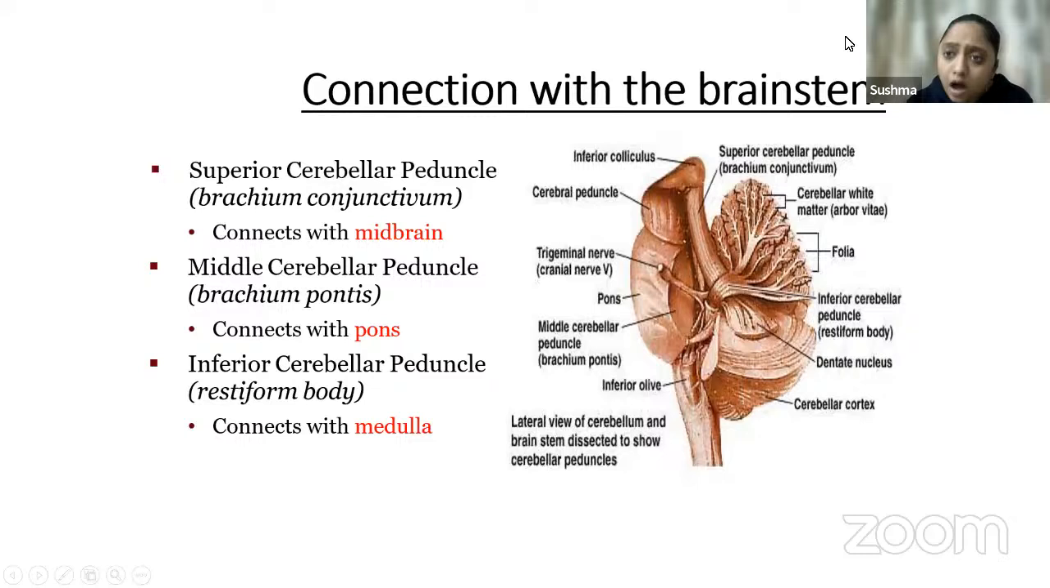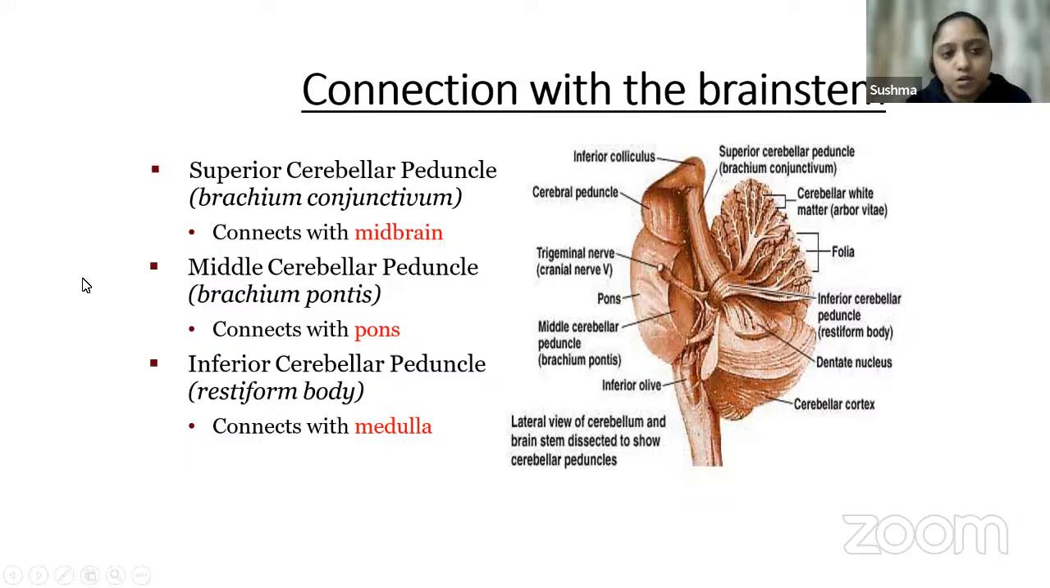Next, how is the cerebellum connected with the brainstem? What are the three parts of brainstem? Midbrain, pons, medulla. Midbrain communicates with cerebellum via the superior peduncle. Pons communicates with cerebellum via the middle peduncle. Medulla communicates with the inferior cerebellar peduncle. As simple as this. Through these three peduncles, cerebellum is attached to the rest of the central nervous system.